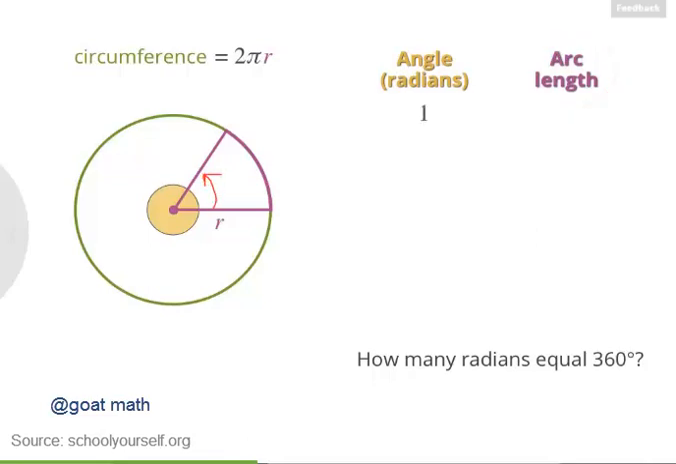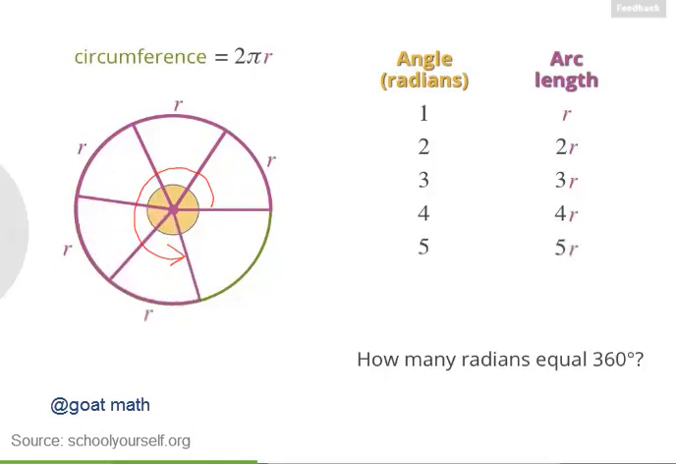We said this angle is 1 radian, and an angle of 1 radian has an arc whose length equals r, the radius of the circle. Now an angle of 2 radians has a total length of r plus another r, or 2r. An angle of 3 radians has an arc of 3r. 4 radians has an arc length of 4r. Here's 5 radians with an arc length of 5r, and we have room for at least one more radian. So here are 6 radians with an arc length of 6r. At this point, you're probably noticing a pattern in this table. To find an angle's arc length, you can multiply the angle by the radius. So for example, an angle of 4 radians has an arc length of 4r.